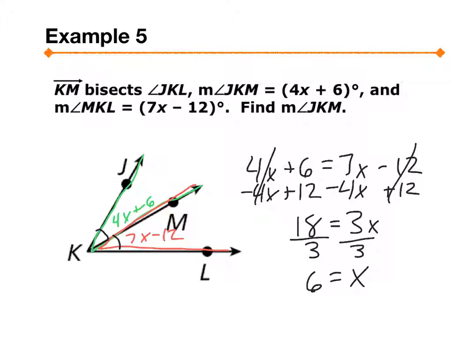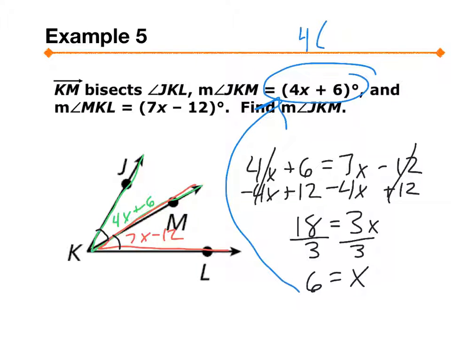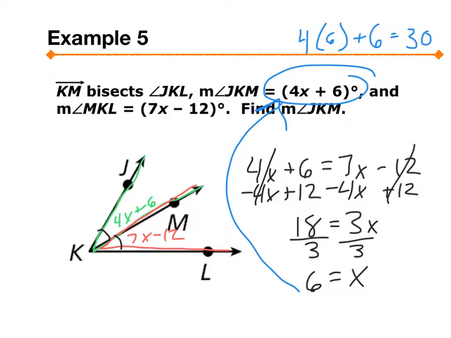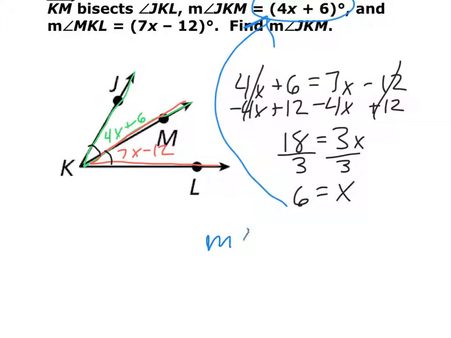Is that our answer? What's it asking for? JKM. So it's asking us for this one. So now we need to plug x into there. So we would do 4 times 6 plus 6 is equal to 30. So the measure of angle JKM is equal to 30 degrees. And that would be our answer.